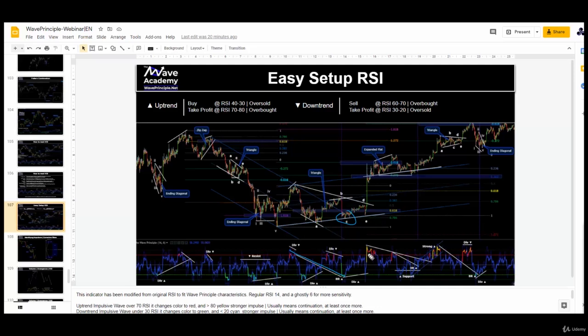And when do we stop? Well, I'm not going to stop here because it's yellow. That means that this movement is really strong. I need to wait a little longer, and I wait for a new high.